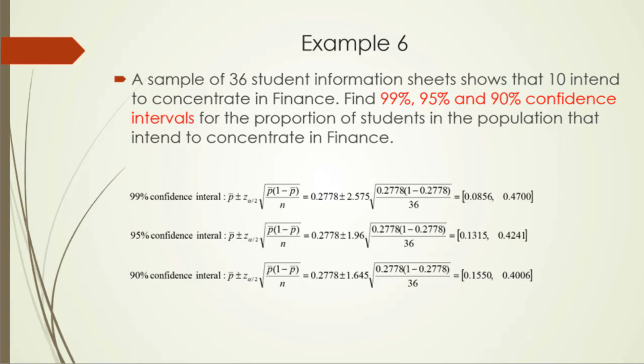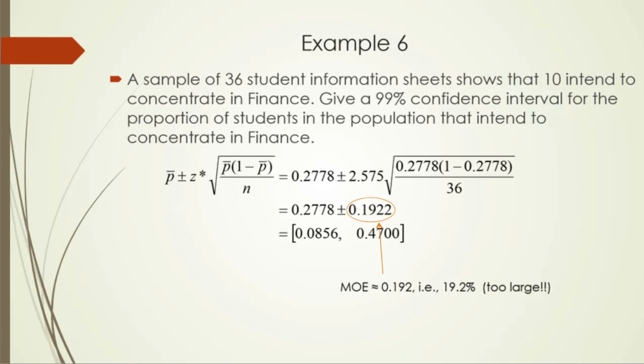The calculations are identical when the confidence level is changed to 95% or 90%. The only difference lies in the z multipliers. As the confidence level falls, the confidence interval estimate also shrinks. For our example, a total of 36 students were sampled. The resulting margin of error at 99% confidence level is 0.192, that's about 19%.